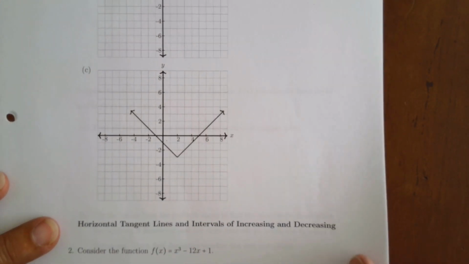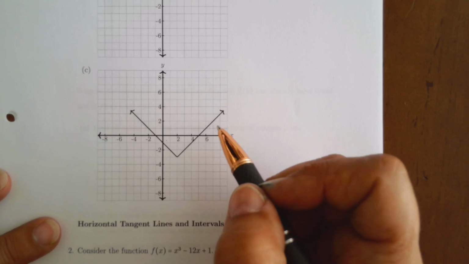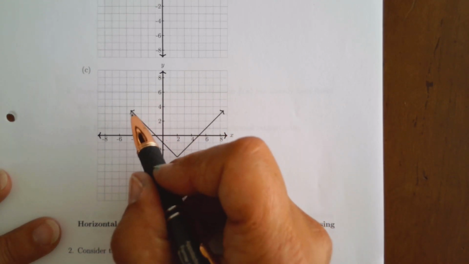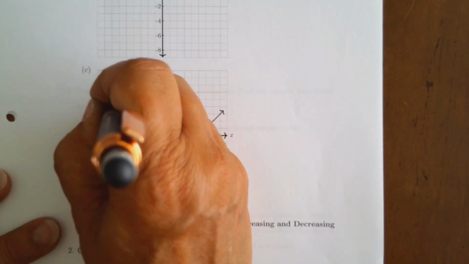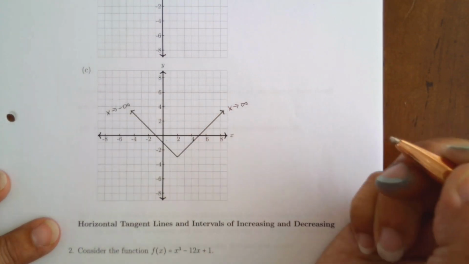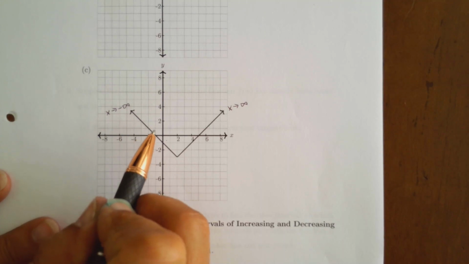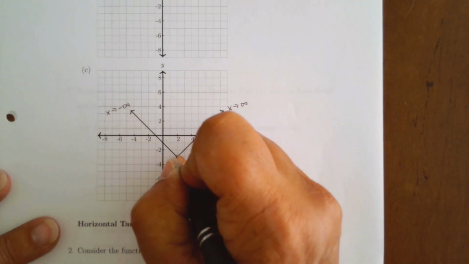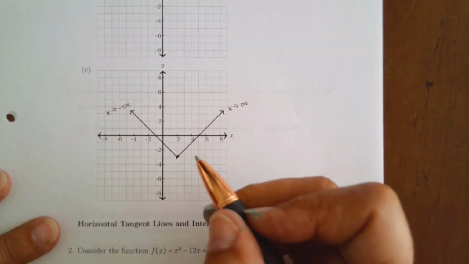All right, and let's look at the last one. This is an absolute value function. So again, this arrow represents x's going to negative infinity. This arrow, that's positive infinity. So we're going down till we get to this point right here, which is at x equals 2.